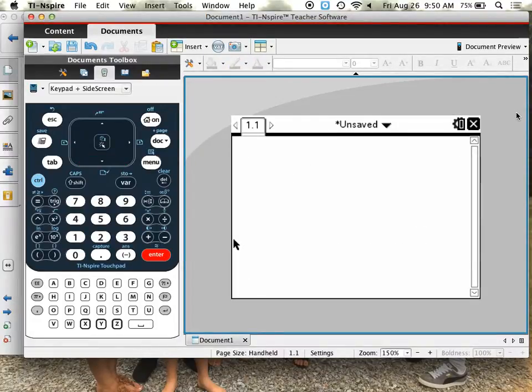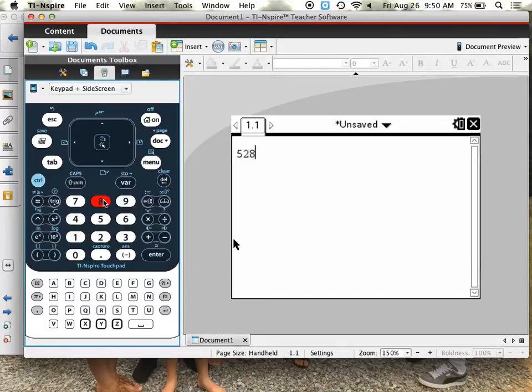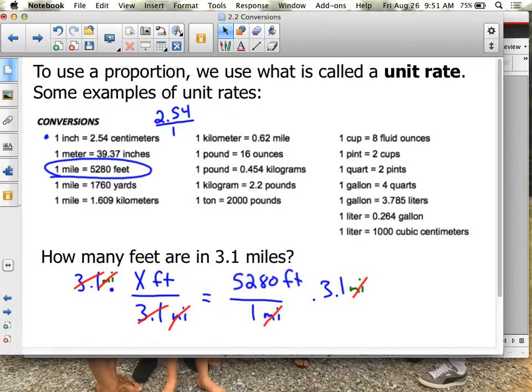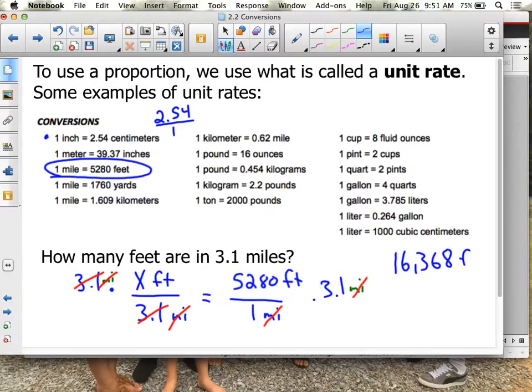I'll take my 5,280 feet and I'll multiply it by 3.1. So 3.1 miles, when you run that cross-country race, you've run 16,368 feet. That's how far you run when you run 3.1 miles. That's pretty far.